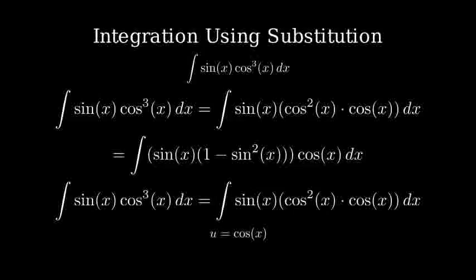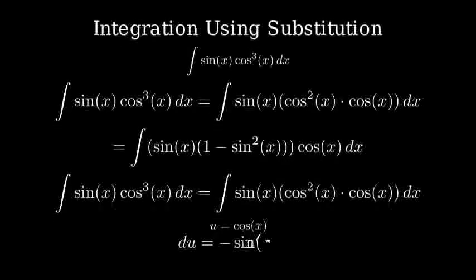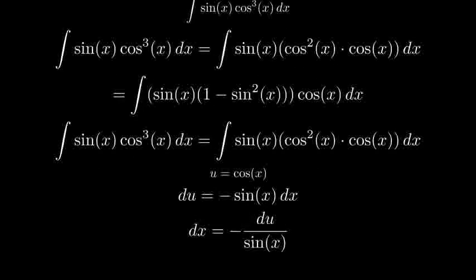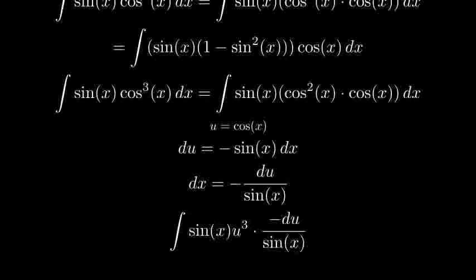Now, let's differentiate u with respect to x. Notice that the derivative of cosine gives us negative sine x. This should be our clue that the substitution is correct. Rearranging, the expression can be rewritten to solve for our differential x term by writing dx in terms of du. Now we can substitute into our integral.